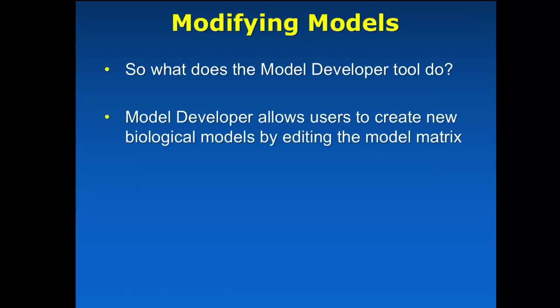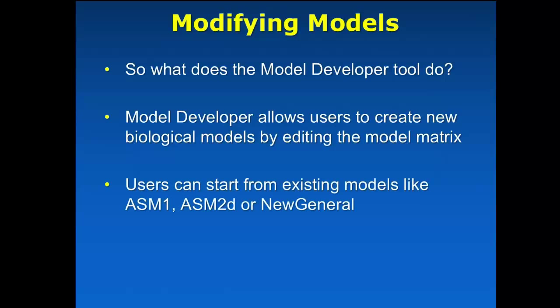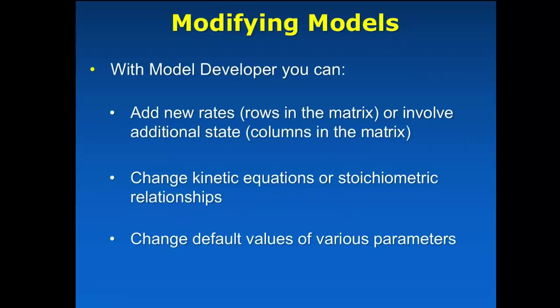So just to summarize that, I got one slide ahead of myself here. The model developer tool allows you to basically create new biological models by editing that matrix of information. You can start from one of the existing models that we have, like ASM1 or 2D or New General or so on, and then you can make changes by adding new things to that model or deleting the ones that are there, or basically starting from scratch if you like. You can add new rates, and by that I mean you can add new rows to the matrix, or you can get some of the other state variables involved. We have some extra ones that we've developed for you if you want to use brand new ones. And that's adding new columns to the matrix.